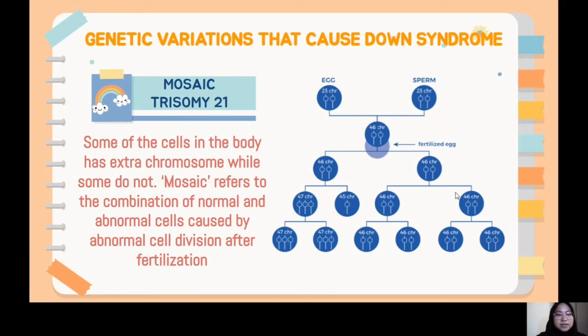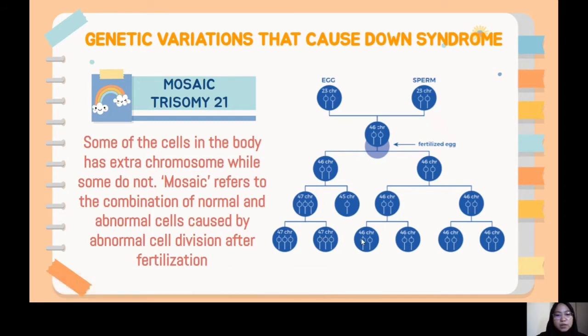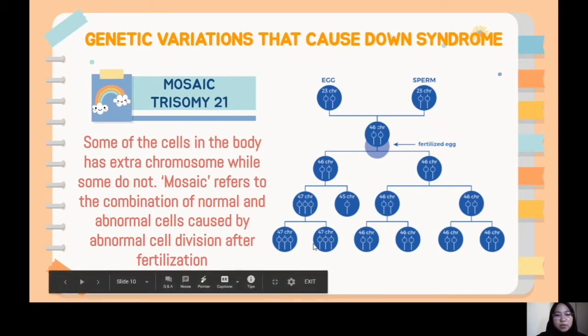The least common form of Down syndrome is mosaic trisomy 21. In these cases, some body cells have an extra chromosome, while some do not. Mosaic refers to the combination of normal and abnormal cells caused by abnormal cell division after fertilization.